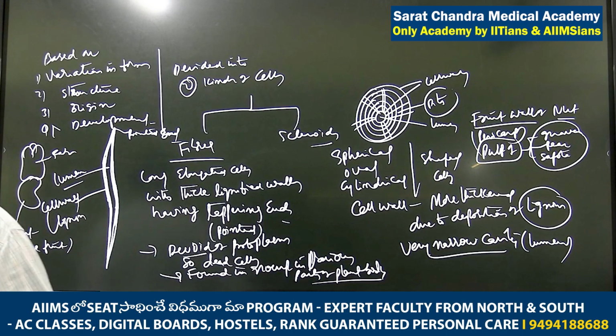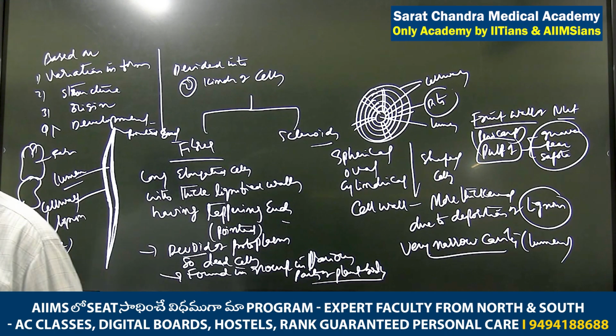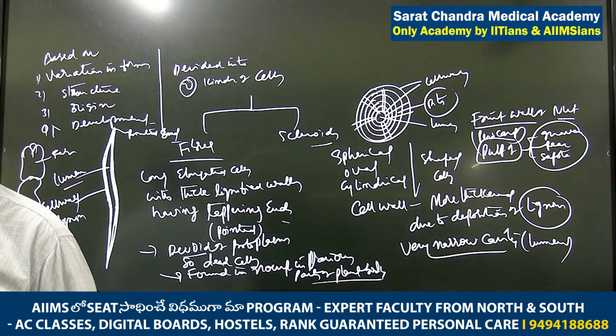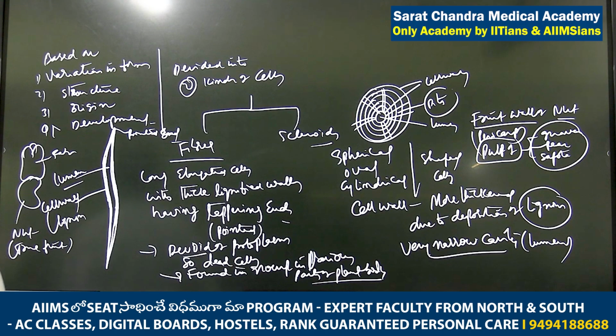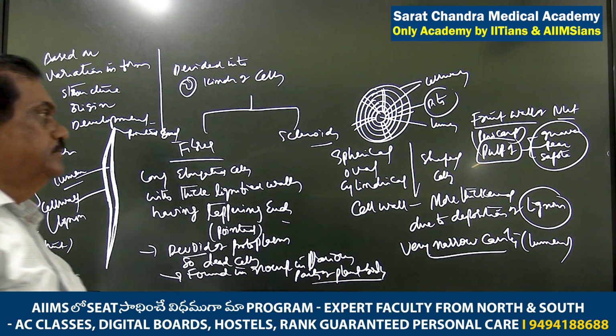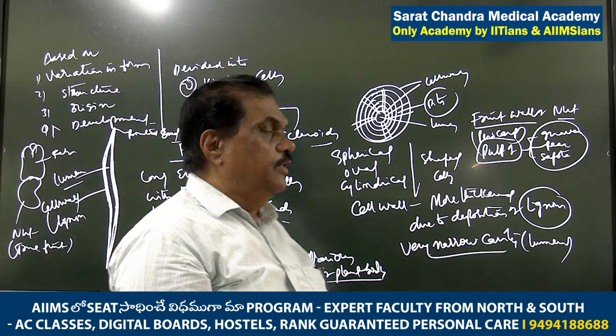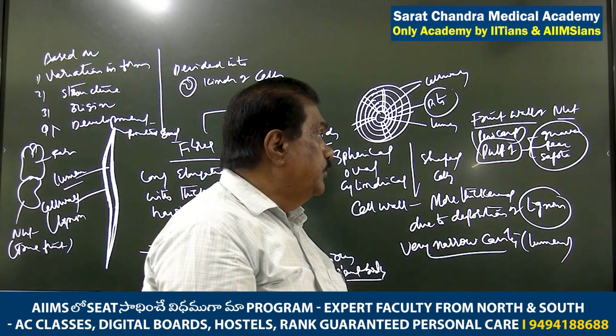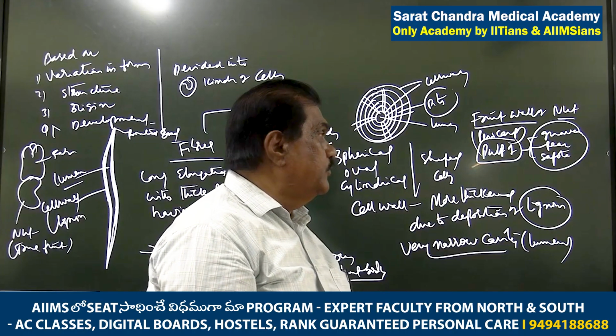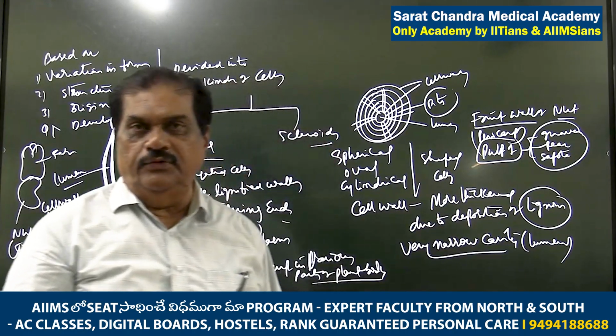In guava, which part is edible? Pulp is edible. In banana, which part is edible? Pulp is edible. The fleshy part of the fruit. The pulp of guava, pear and sapota has sclereids.